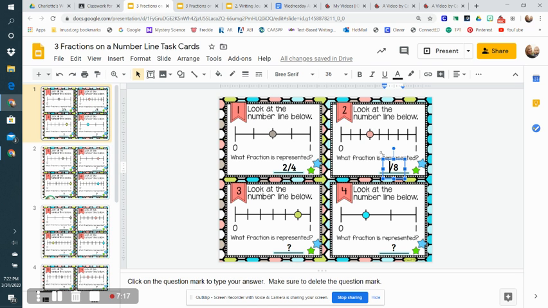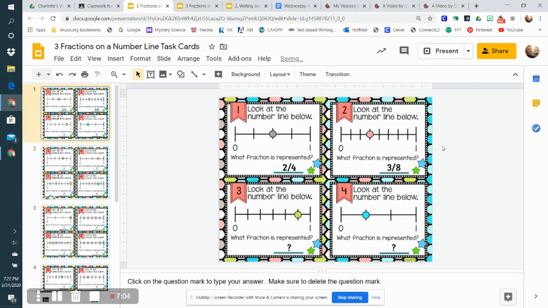Now I need to see where that dot is, though. On what tick mark is the dot? So I'm going to count 1, 2, 3. 3 is my numerator. So when I look at this, and I can answer the question, what fraction is represented? 3/8. Everyone say that. 3/8. Perfect. Good. All right, let's do 3 and 4.